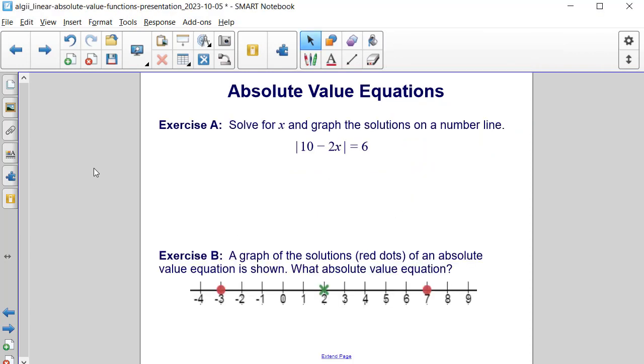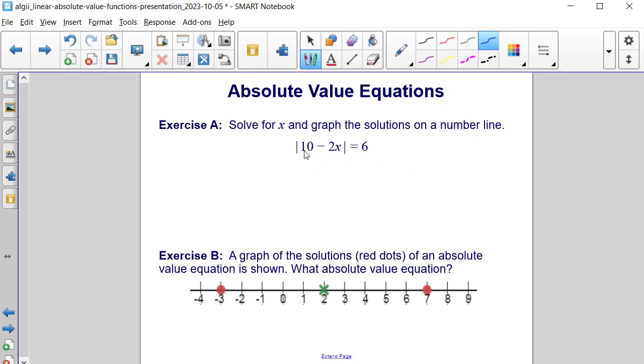Now let's try to solve some exercise problems. Exercise A, solve for x and graph the solutions on a number line. We have the absolute value of the quantity 10 minus 2x is equal to 6. Let's first start by solving the equation. So notice 10 and -2 are both even numbers. So let's pull out a 2, and then we'll have parentheses inside of the absolute value. We'll have 5 minus x is equal to 6.